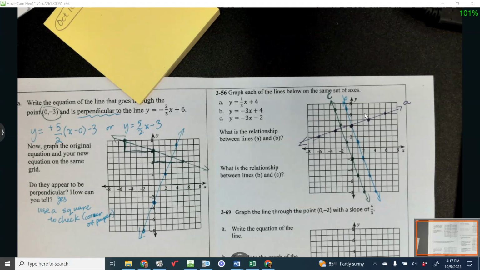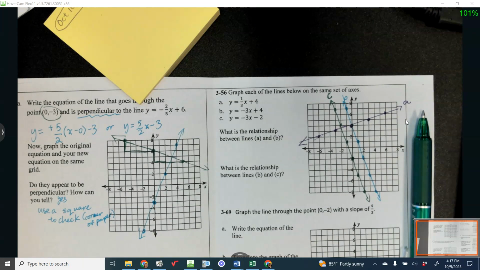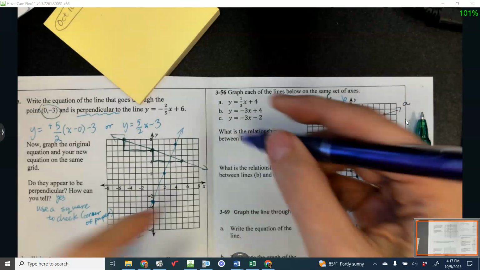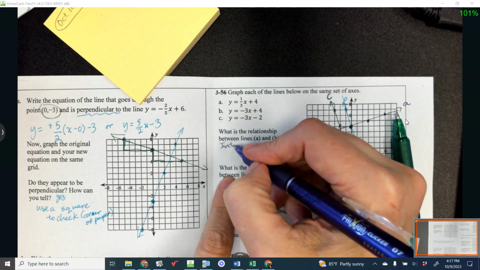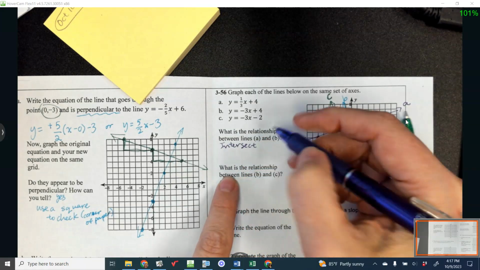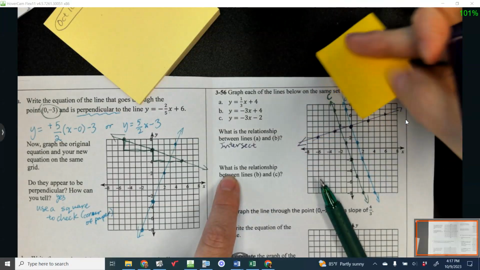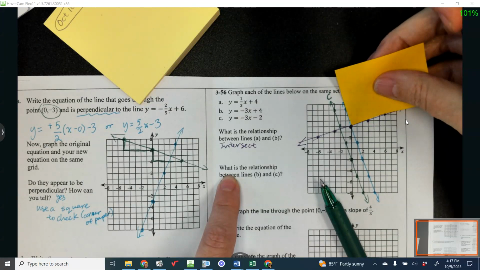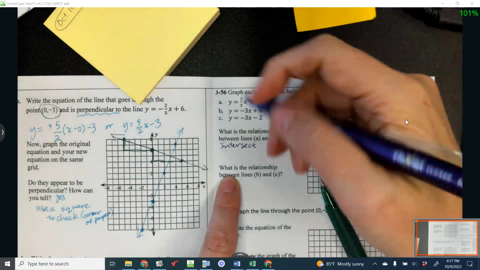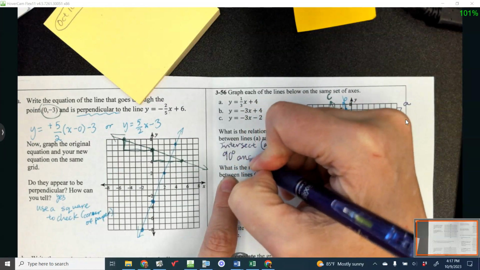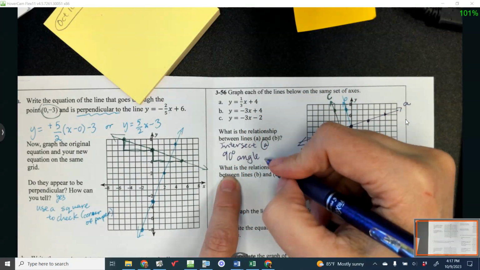And so what is the relationship between lines A and B? So the blue one and the purple one, what is the relationship between these two? They cross, so one of the things we can say is they intersect. But they are also perpendicular, that is a right angle. So they're perpendicular.